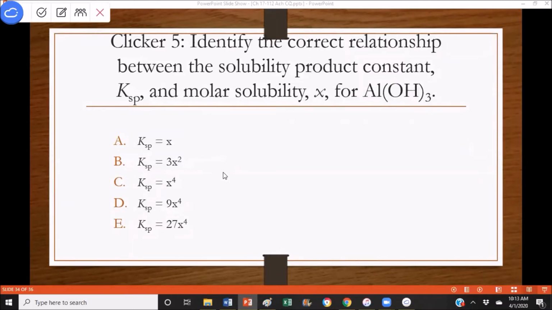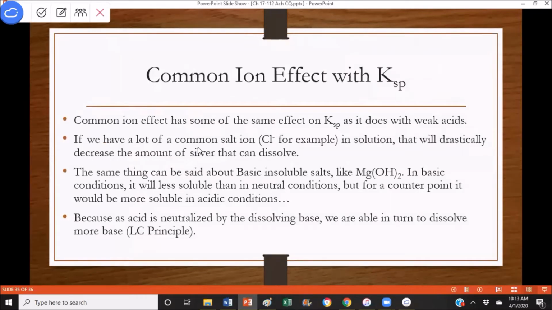Can't forget that. Now there's a few more things we're going to talk about for this chapter, but these aren't really too testable. But they may be on some of the homework. So common ion effect is essentially Le Chatelier's, but for solubility. So it has the same effect as when we deal with weak acids. If we have a lot of a common ion in a solution, this will drastically decrease the amount of solubility for the other guy.